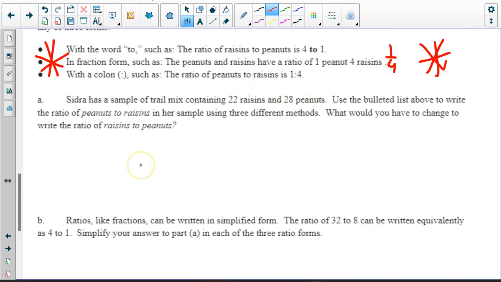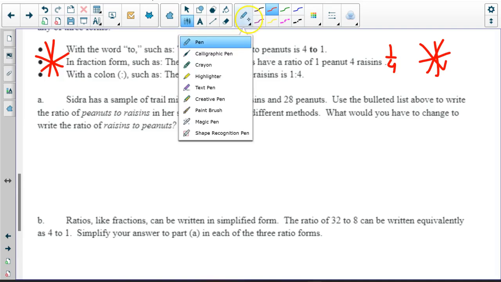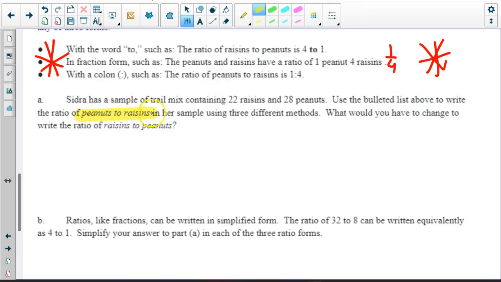So let's practice that. Sidra has a sample of trail mix containing 22 raisins and 28 peanuts. Use the bolded list above to write the ratio of peanuts to raisins. We're going to highlight that, because order is extremely important. It says to write them in peanuts to raisins. So go ahead and pause the video, see if you can write the ratio in all 3 of those forms real quick.